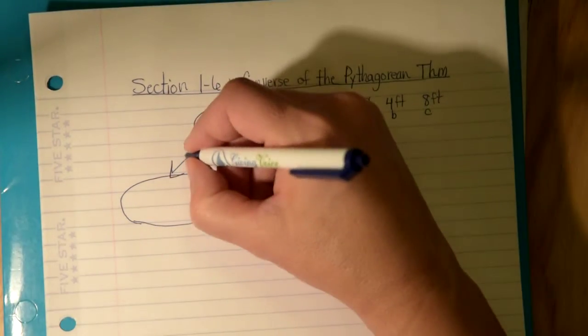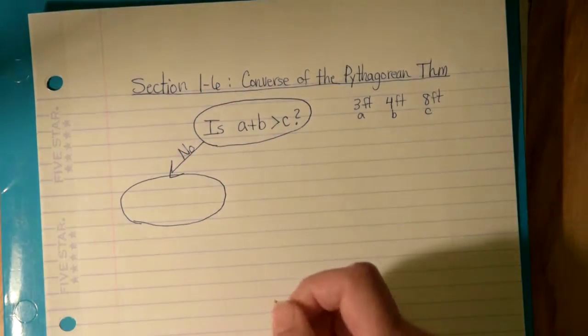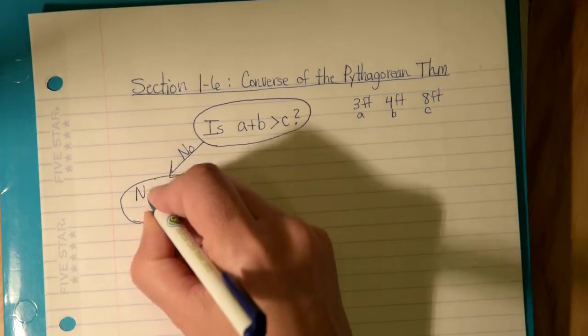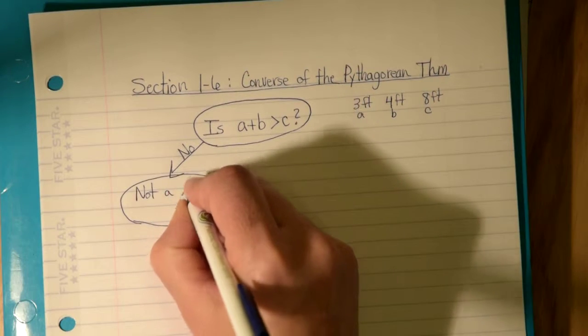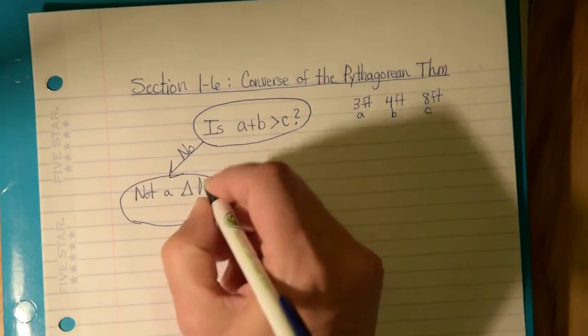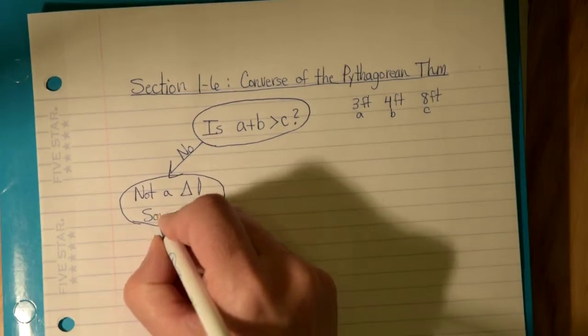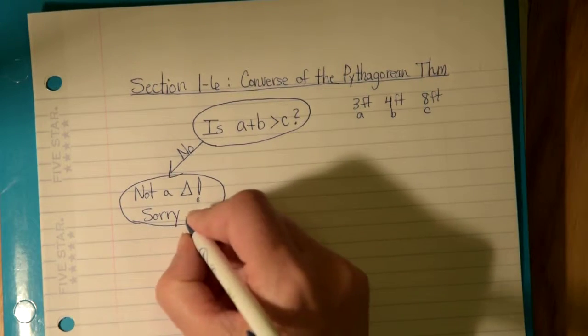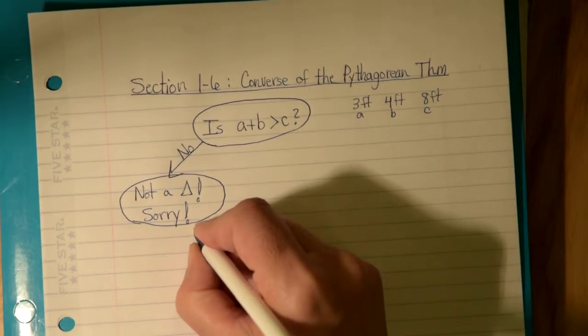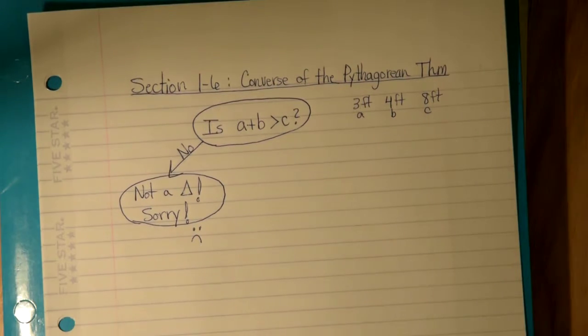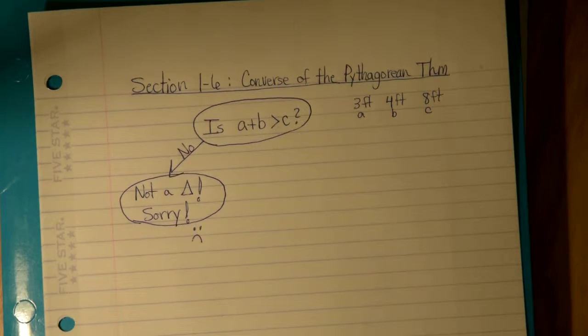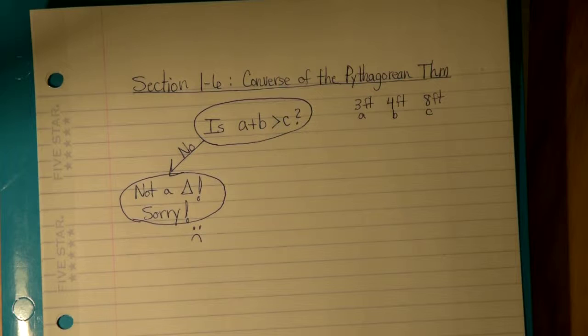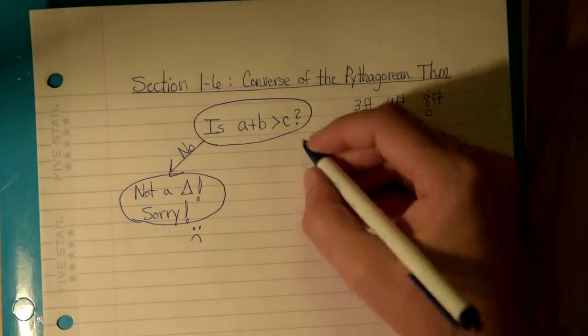Your answer might be no, and so that means not a triangle. Sad face. Alright, so if that's the case, you're done. There's nothing you can do. Those three sides don't make a triangle. You can't go any farther.